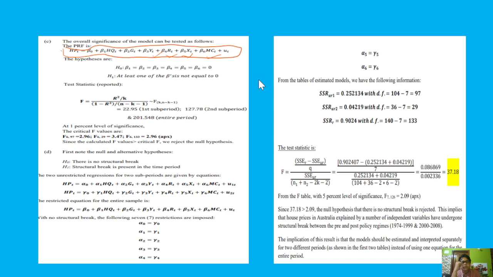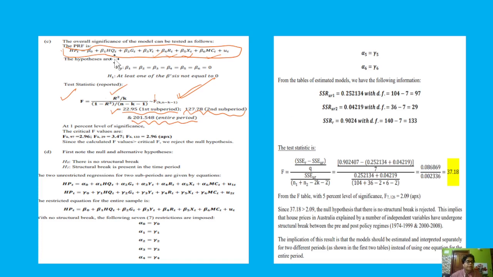Okay, and you will be using this formula, that is R square by k divided by 1 minus R square by n minus k minus 1. And that is k degrees of freedom in the numerator and n minus k minus 1 in the denominator. Okay, and you find it 22.5 for the first sub period, 127.78 for the second sub period, third 201.548. Now you might be asking me, where is the R square?